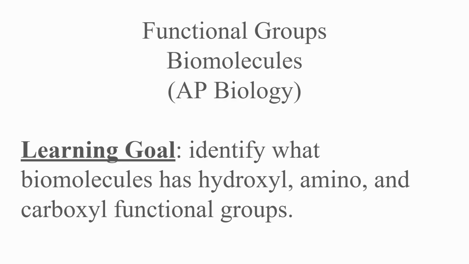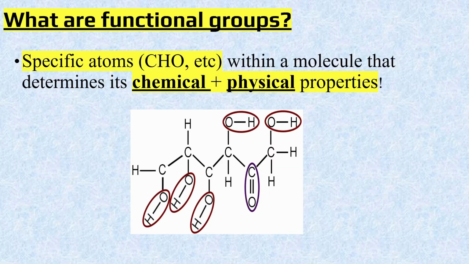However, we are going to have you guys at least be recognizing and understanding what functional groups are, and then memorize only three, which are listed over here: the hydroxyl, amino, and carboxyl functional groups. So first of all, what a functional group is: the specific set of atoms, like CHO, within a molecule that helps determine its chemical and physical properties.